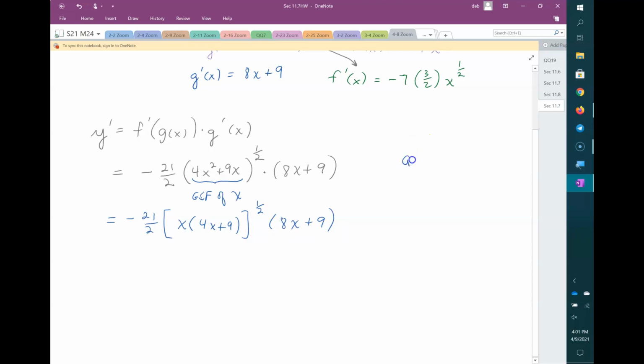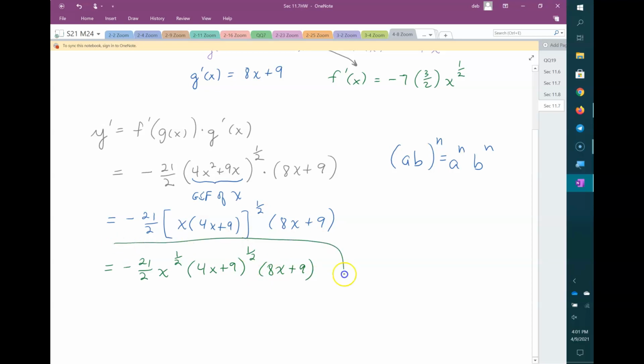So if you have a product ab to the power of n, you take a to the n and b to the n to simplify it. So I'll have -21/2 x to the 1/2 times (4x plus 9) to the 1/2 times (8x plus 9). And that is completely simplified.